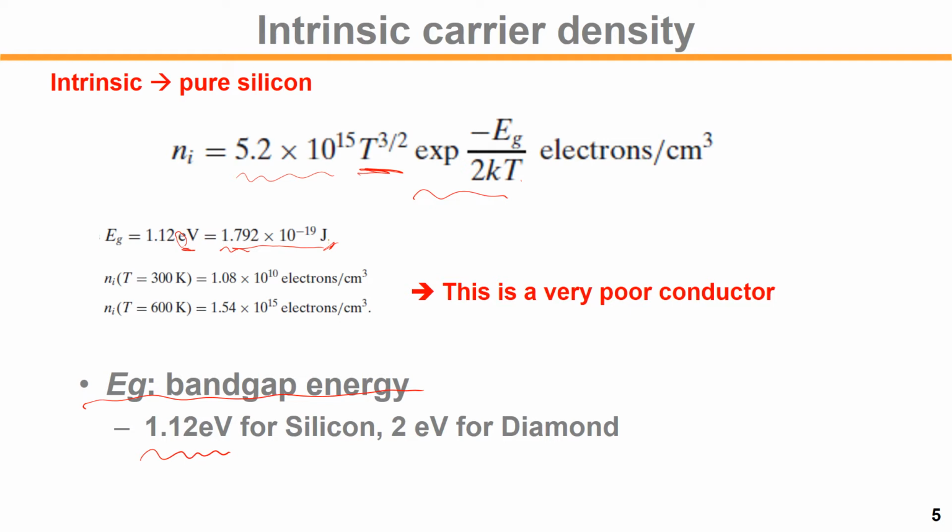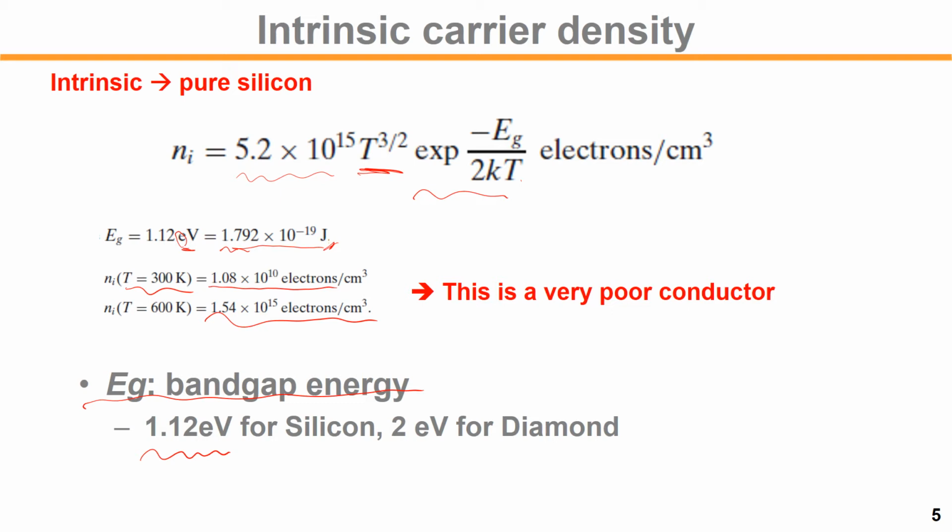So if we plug that number into the above equation, for example, N sub i with the temperature around 300 K, that is typically room temperature, around 27 degrees C, we get this number, 1.08 times 10 to the power of 10 electrons. And for the temperature 600 Kelvin, we get 1.54 times 10 to the power of 15 electrons per cubic centimeter.